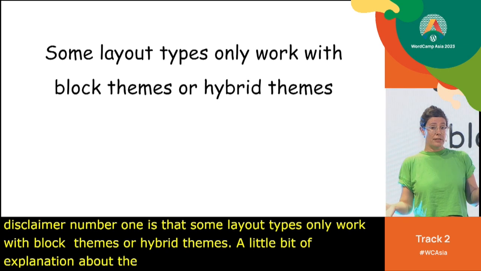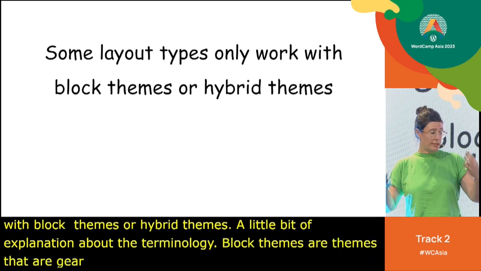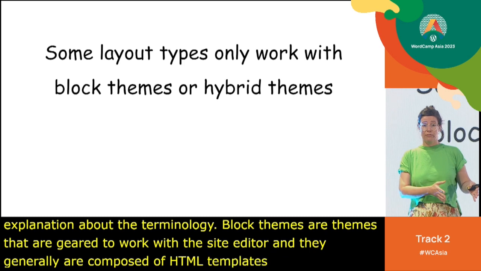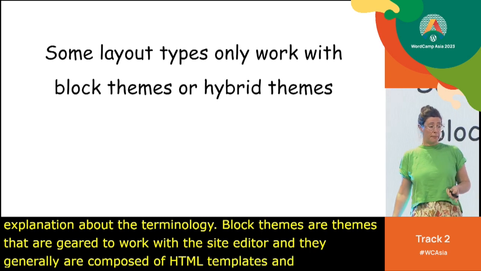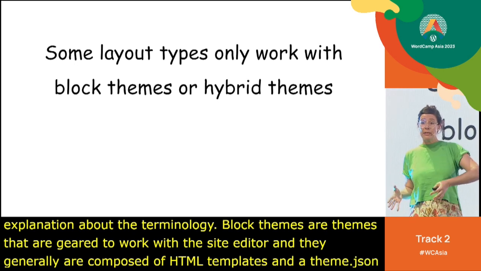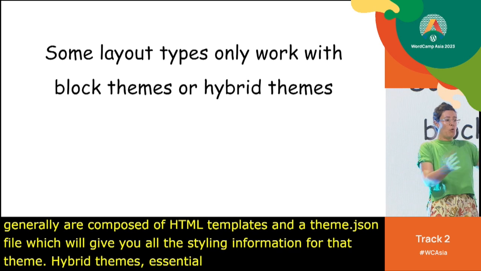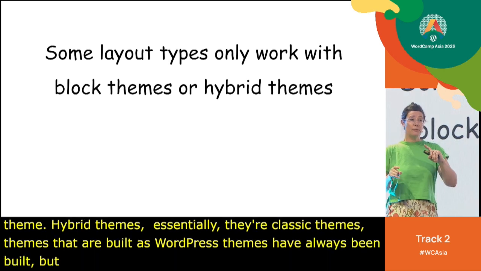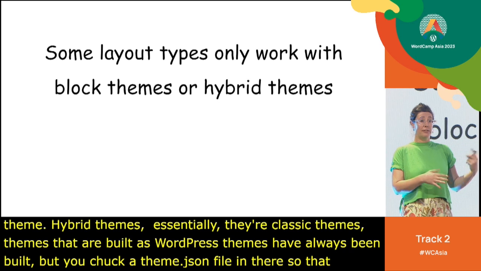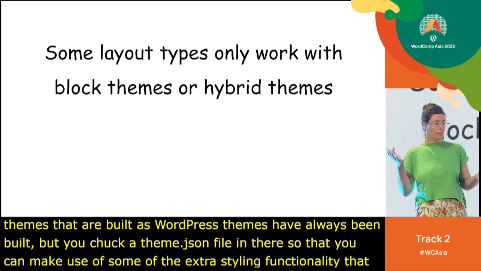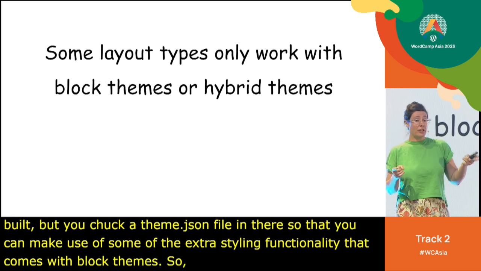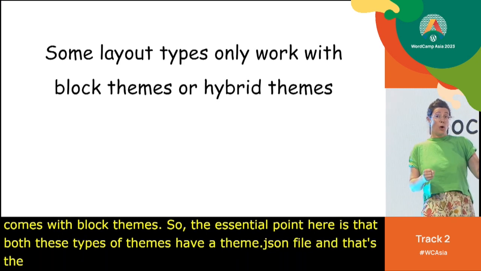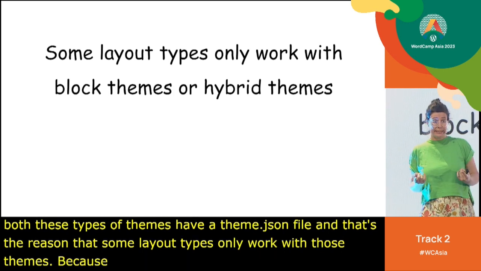Block themes are themes that are geared to work with the site editor, and they're generally composed of HTML templates and a theme.json file, which will give you all the style information for that theme. Now, hybrid themes are essentially classic themes, so themes that are built as WordPress themes have always been built, but you chuck a theme.json file in there so that you can make use of some of the extra styling functionality that comes with block themes. So the essential point here is that both these types of themes have a theme.json file, and that's the reason that some layout types only work with those themes, because they depend on certain settings in that theme.json file.